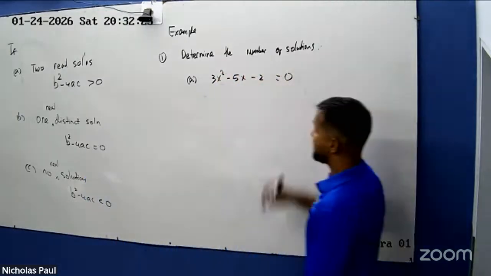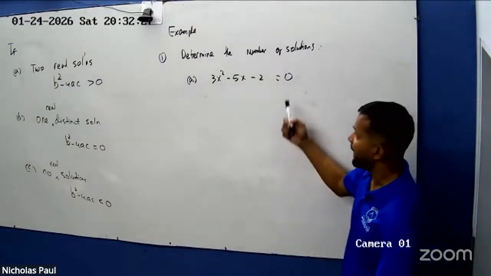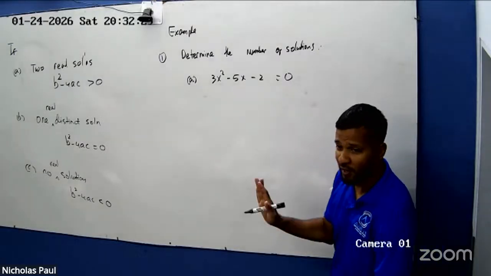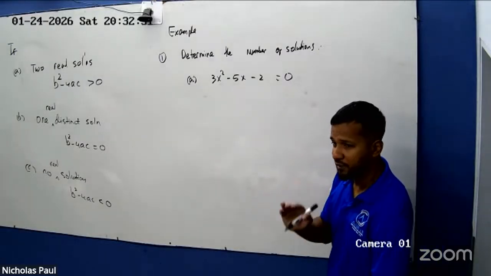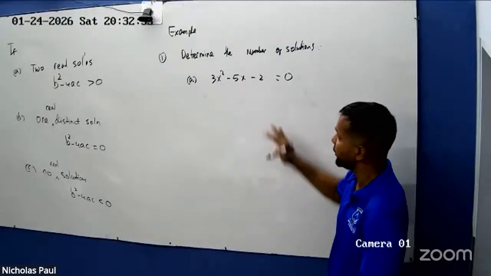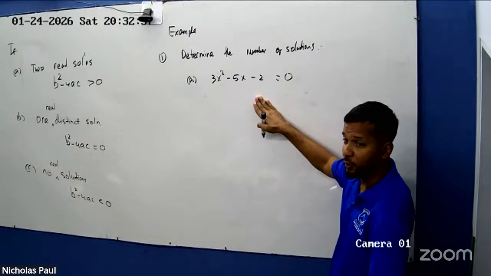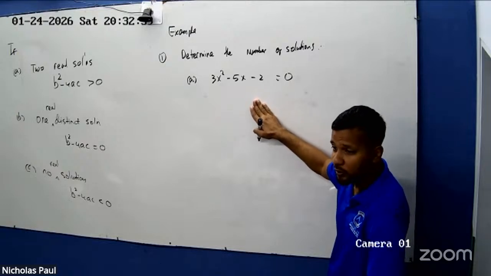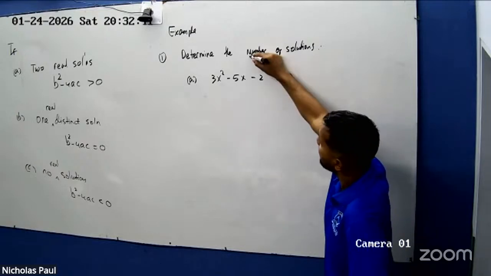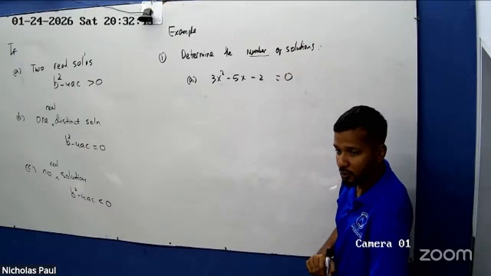Right. So if I give you something like this, and I say find the number of solutions. I don't want the solution itself. I don't want you to work it out. I don't want to know if it's 9 and 3 or 4 and 2. All I want to know is the number of solutions. What will you do?